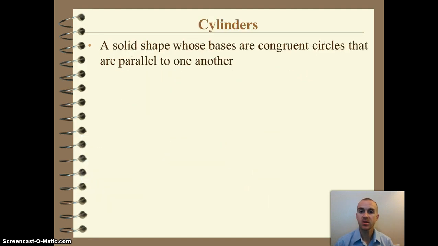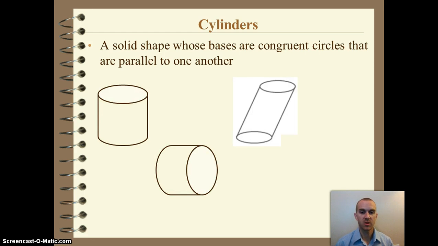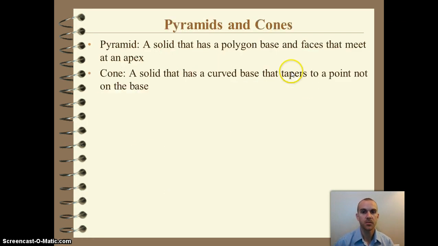Now another shape we often deal with are cylinders, and cylinders are a solid shape that have congruent circles that are parallel to one another. So they can be vertical, horizontal, and you see this one on the right, it looks skew. It's shifted, it's slanted, and that's perfectly fine. That's just considered a non-right cylinder. We can have non-right shapes and solids, and that's perfectly okay. But they're still considered cylinders.